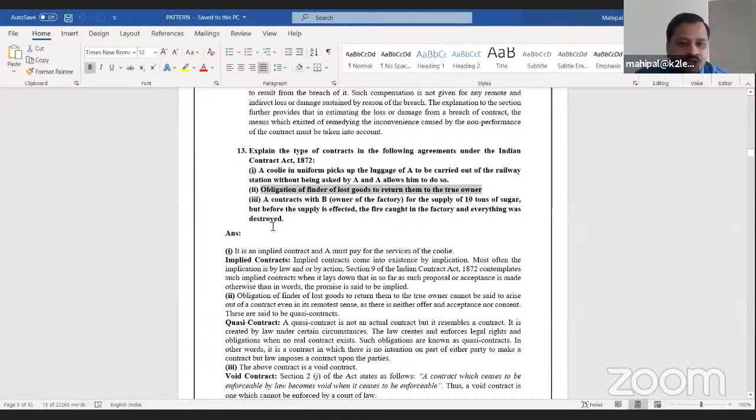Quasi. Superb. Third, A contracts B, the owner of the factory, for the supply of 10 tons of sugar, but before the supply is effected, the fire caught the factory and everything was destroyed. Void agreement or void contract?